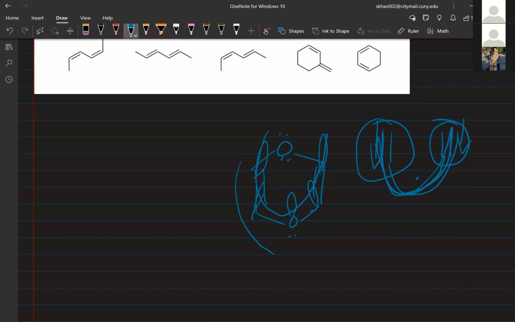what he was looking for was to see if you noticed that conjugation, right? And also notice that if you tried making both, it would make it very unstable because it would be anti-aromatic.